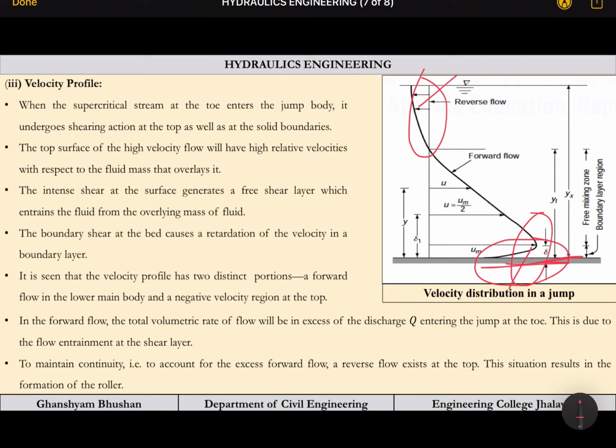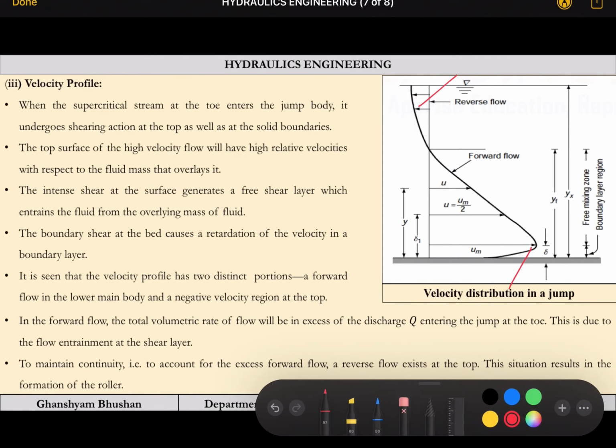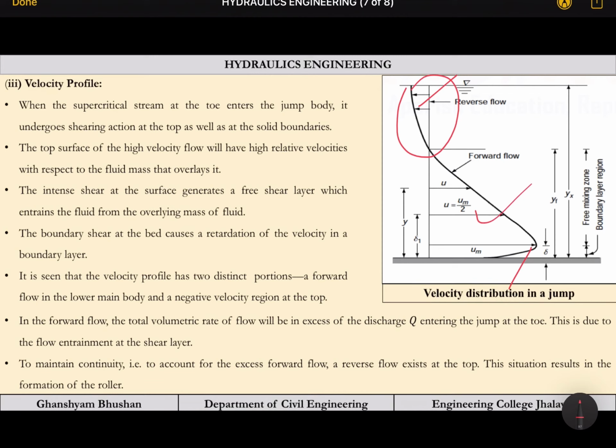It is seen that the velocity profile has two distinct portions, a forward flow in the lower main body and a negative velocity region at the top. So you can see here, let me just remove it. So this is the backward flow and this is the forward flow in the lower portion and backward flow at the top region. In the forward flow, the total volumetric rate of flow will be in excess of discharge Q entering the jump at the toe. This is due to the flow entrainment at the shear layer. So this will be more than whatever mass has entered.